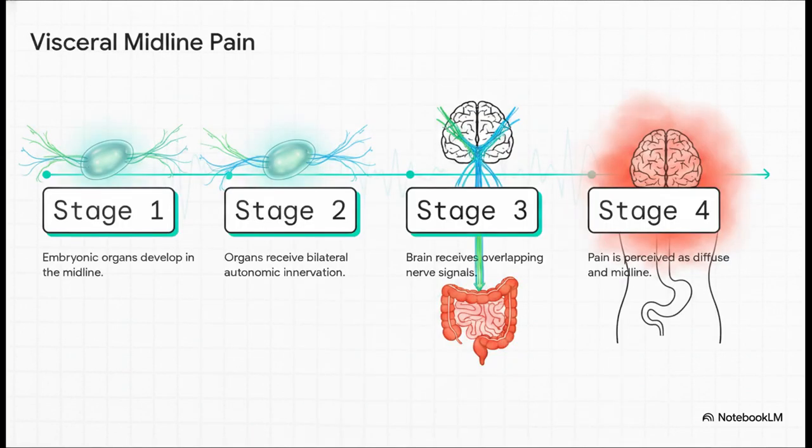Our abdominal organs actually begin their developmental journey right in the embryonic midline before rotating out into their adult positions. Because they start in the center, they receive bilateral autonomic innervation, meaning nerve fibers from both sides of the spinal cord. So when an organ is stretched or inflamed later in life, these bilateral signals travel up to the brain. The brain gets these overlapping signals, and honestly, it just gets confused. It can't accurately pinpoint which side the pain is coming from, so it defaults to perceiving a diffuse midline ache. It's literally an embryological echo.